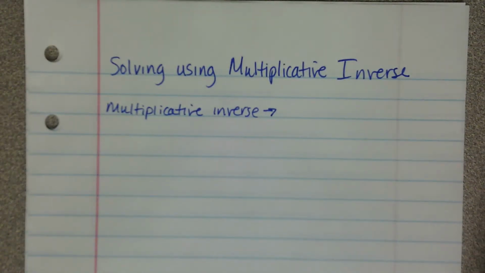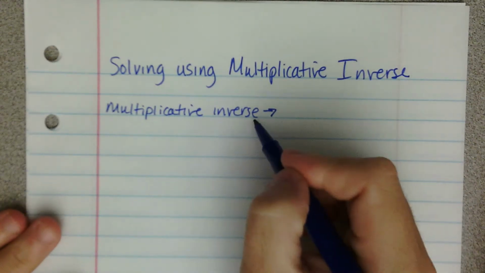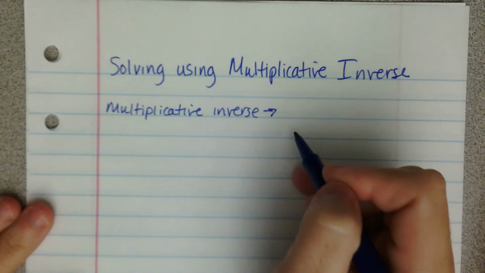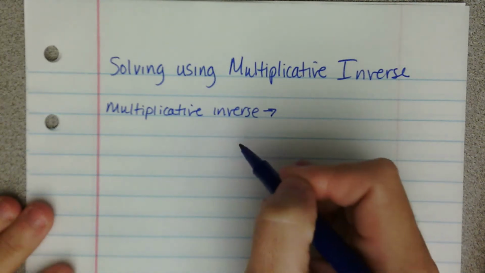Okay, so our next set of notes are going to be on solving using multiplicative inverse. A lot of people get confused about what multiplicative inverse is just because it sounds complicated. But all this means is the opposite of multiply is divide, and the opposite of divide is multiply.